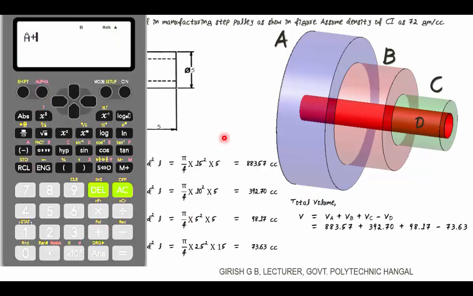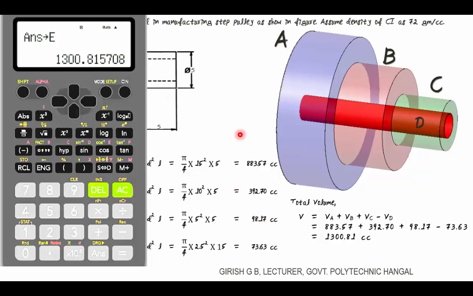Alpha A plus alpha B plus alpha C minus alpha D equals, that is the total volume, 1300.81. Let's store this value to E. Here we have used the value as 1300.81, but the actual value is 1300.815708. Here we are neglecting 5708, the last 4 decimal parts.